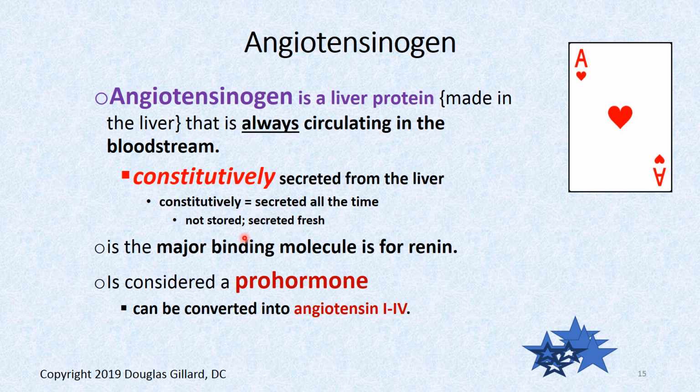Right? It's not stored at all. It's got to be constitutively secreted. It's always secreted. And it's the major binding molecule for renin. It's considered a prohormone. It can also be converted into other angiotensins. There's angiotensin IV that I'm not going to talk too much about, but it can be converted directly into angiotensin II. Not very much, but for board purposes, it's converted into angiotensin I.